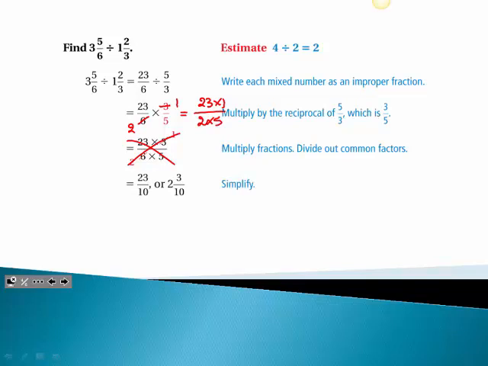23/10. Don't leave it improper. You still need to make sure your answer is simplified and in mixed form. So our answer would be 2 3/10. Do not write this or this. This is our final answer. Okay? I do suggest you write this step, but your final answer is 2 3/10. Okay? All right.